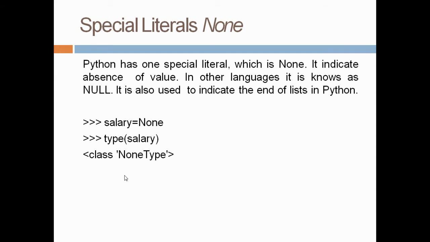Special literal None. Python has one special literal, which is None. It indicates absence of value. In other languages, it is known as null. It is also used to indicate the end of a list in Python. Salary equals None, type(salary), and the class is NoneType.